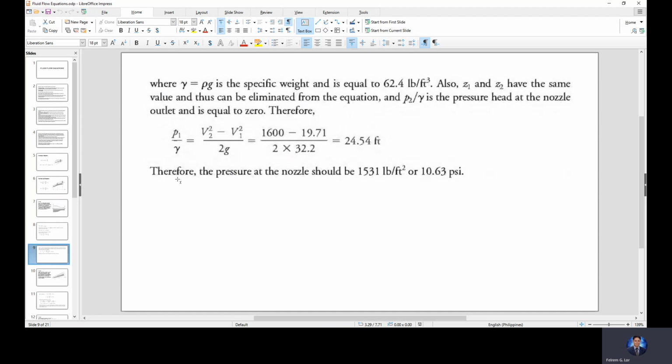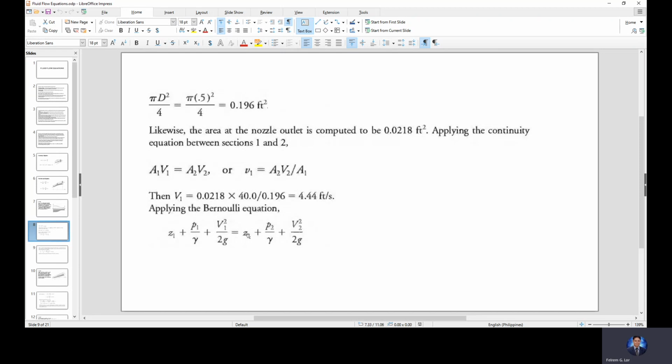So eventually, gamma is equal to rho times g. That is equal to the specific weight of the water, which is equal to 62.4, or 1,000 kilograms per cubic meter. And we know that Z1 and Z2 have the same value, so we can just cancel Z1 and Z2. They are found on both sides of the equation, so we can just cancel them out.